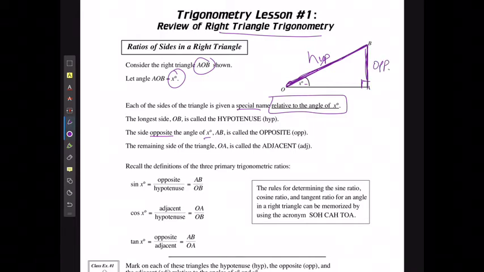Another way to think of it is the opposite side is always going to be the side length that the angle does not actually touch. So we can see here the angle is created between the hypotenuse and this other side length. The third side length is going to be the opposite. And lastly, the remaining side, OA, is going to be called the adjacent. Adjacent means beside. The other way you can think of it is the adjacent one is the side length other than the hypotenuse that is used to create the angle.